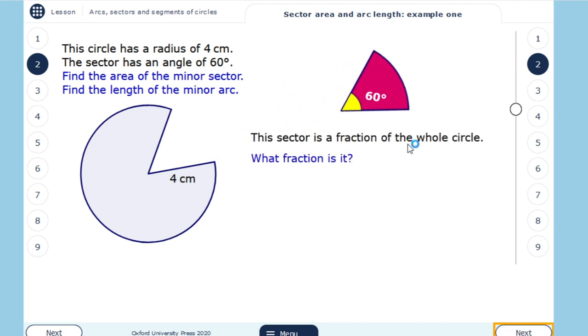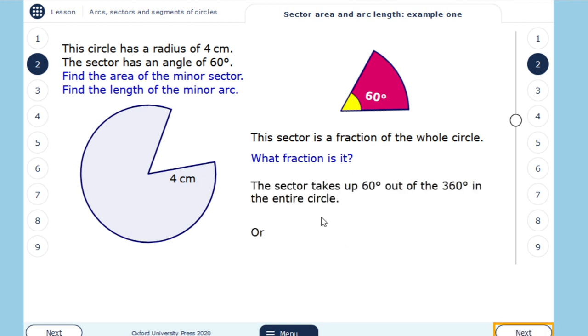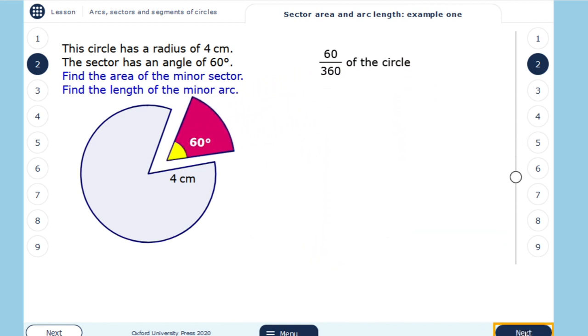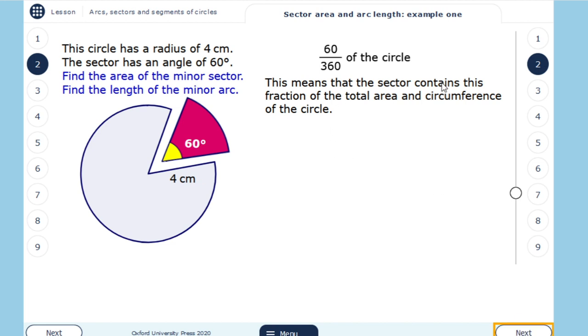This sector is a fraction of the whole circle. What fraction is it? The sector takes up 60 degrees out of the 360, which is the whole circle, or 60 out of 360 of the circle. This means that the sector contains this fraction of the total area and circumference of the circle.